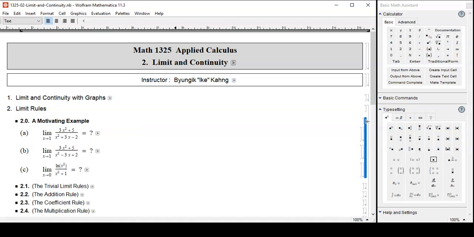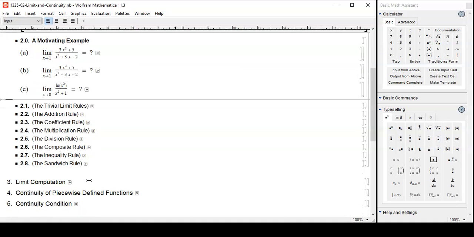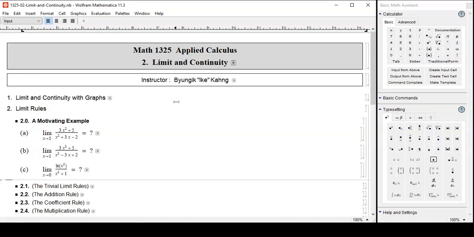Now, what if you have no graph, like this, or that, or maybe something like this? In that case, we need some alternative tools, and those alternative tools are the limit rules actually. Let's go back to this.